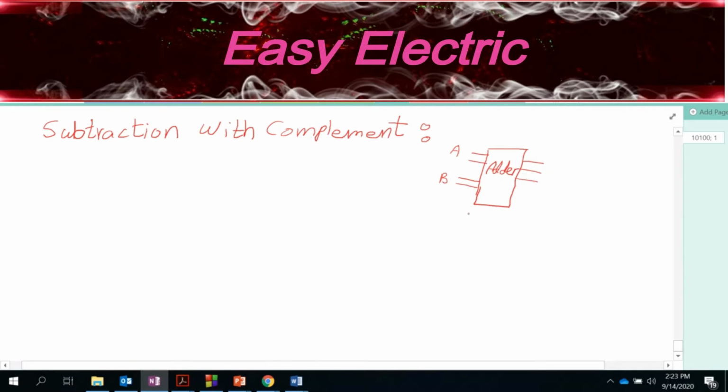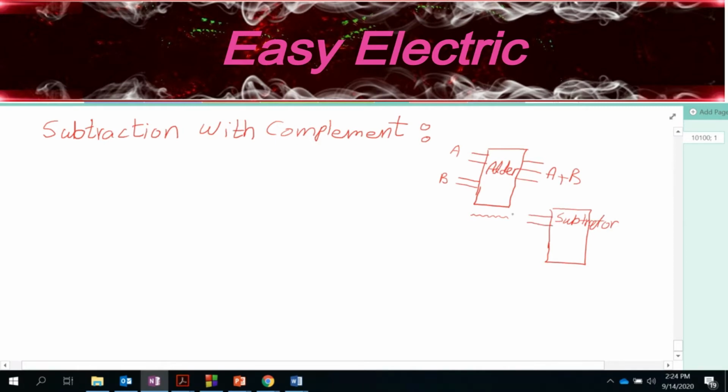Okay, so you design this, then you want to make some changes on this adder. So here what you have as output is A plus B. Okay, you want to change this hardware and make a subtractor. What is the subtractor?